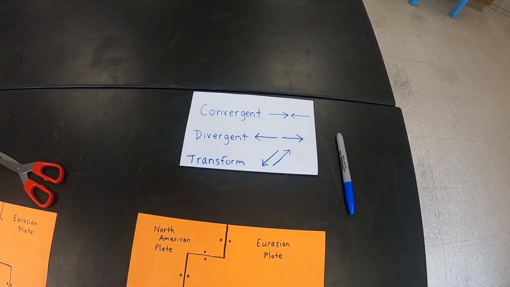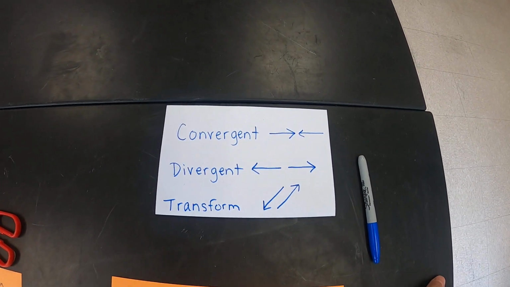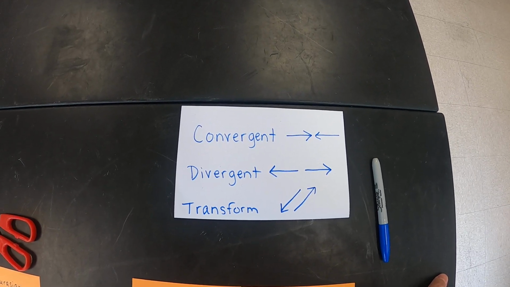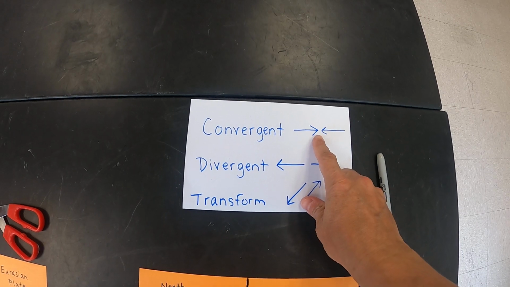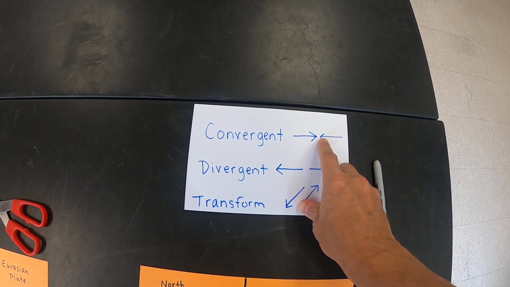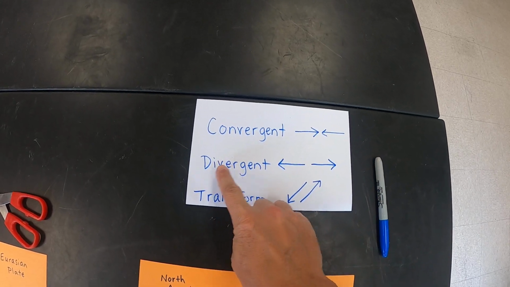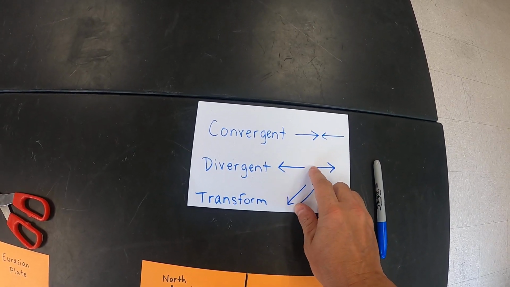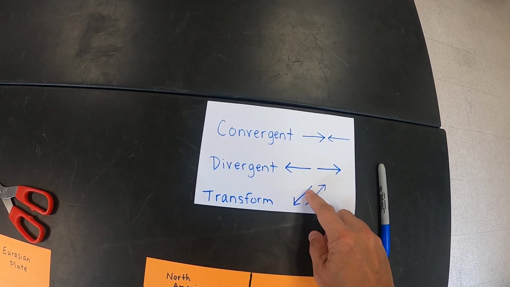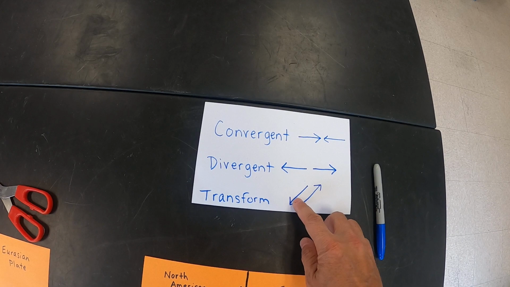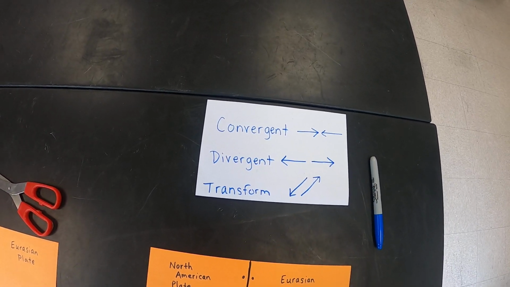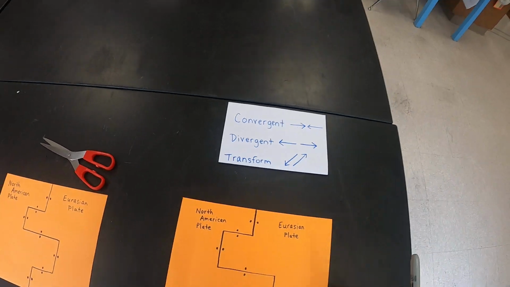So quickly, let's review our 3 types of plate boundaries. We've got convergent, divergent, and transform boundaries. We can see here convergent means come together. The plates are moving inwards towards each other. Divergent means apart, and our plates are moving apart from each other. And then transform means across. They are moving in opposite directions across the plate boundary, rubbing on each other as they move past.